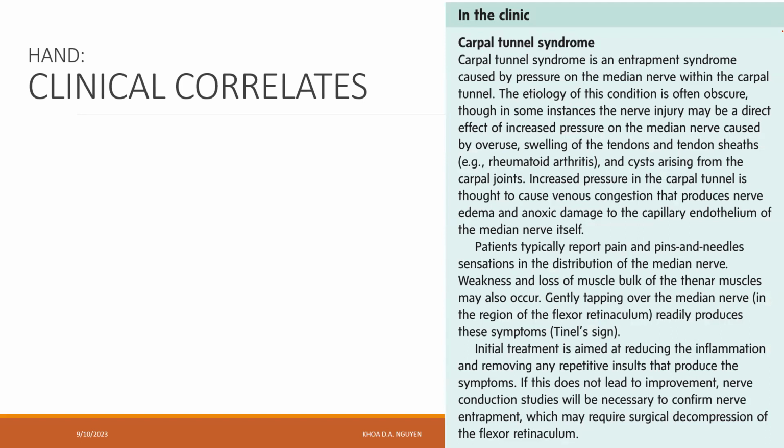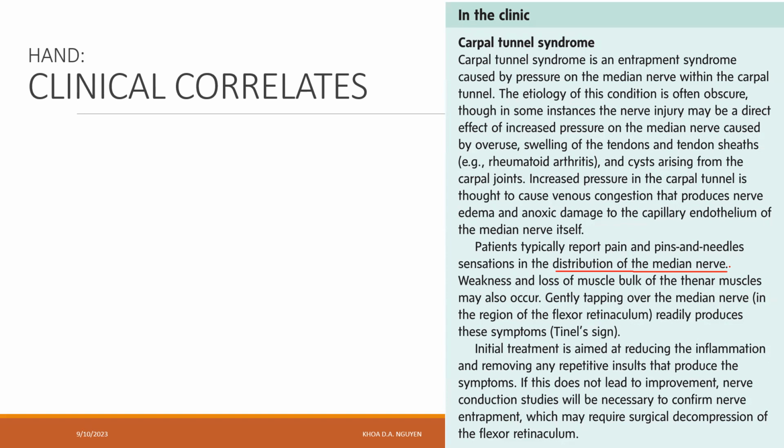And for carpal tunnel syndrome, there are some signs that can be associated with it, including pins and needles sensation in the distribution area of the median nerve, except for the skin on the metacarpal surface of the thumb side of the hand, on the palmar side, due to the fact that that area is innervated by the palmar branch of the median nerve, which did not travel through the carpal tunnel.